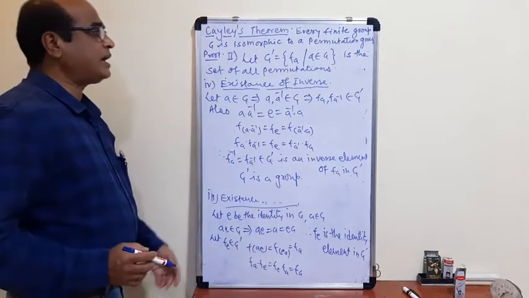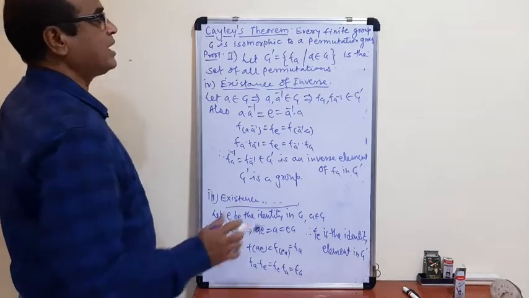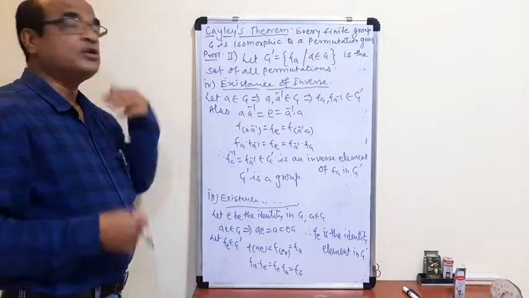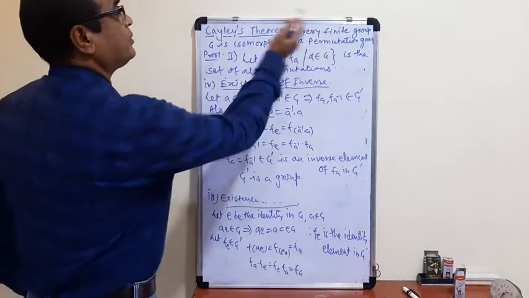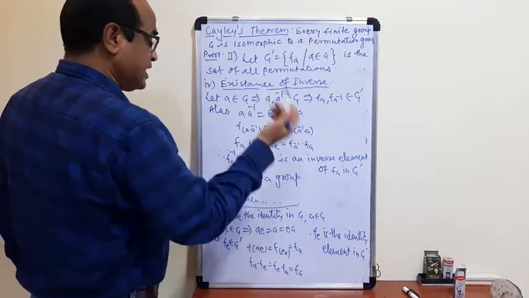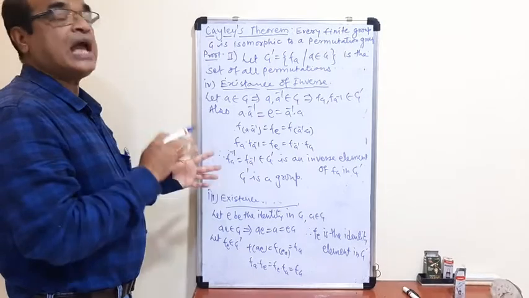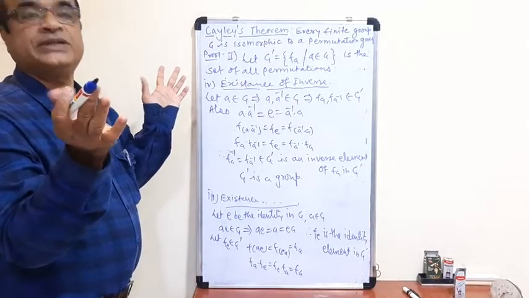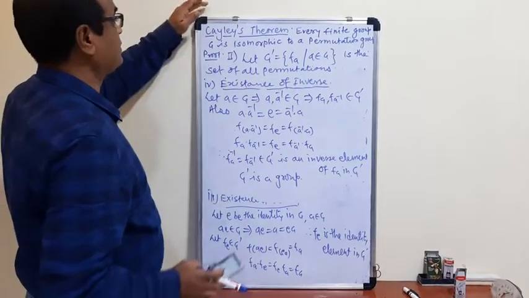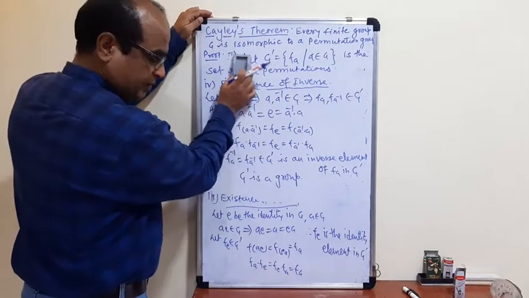So what is our target? We proved G dash is a group. Now we prove G and G dash are isomorphic to each other. That is the third part of the proof here.